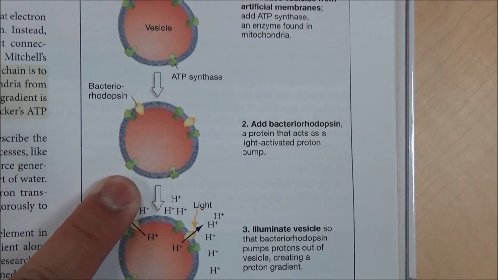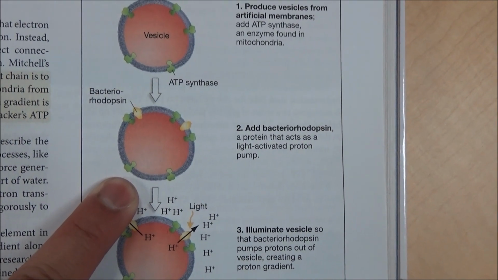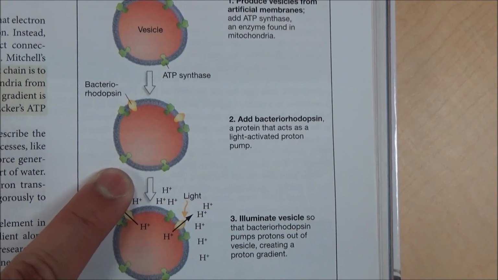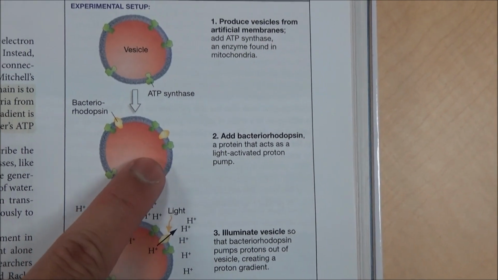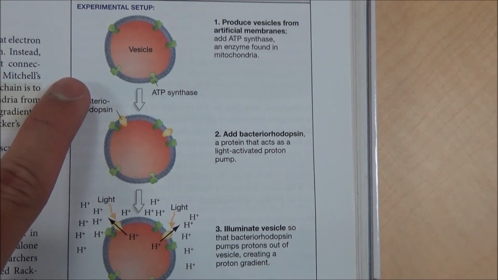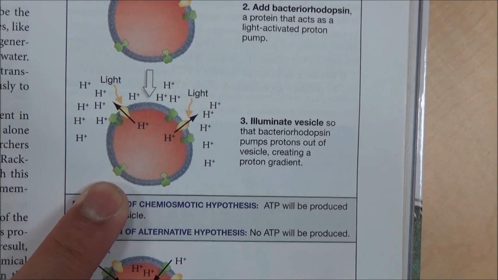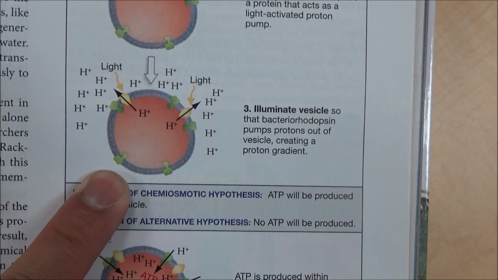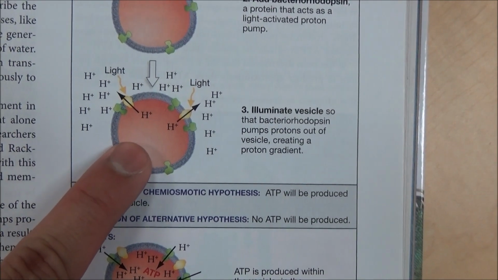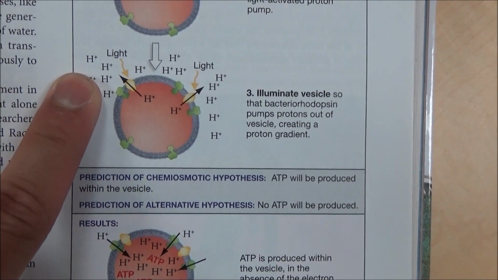Bacteriorhodopsin is also added to the membrane. Bacteriorhodopsin acts as a light-activated proton pump, in which, when exposed to light, it will pump protons from inside of the cell to out. When there is no light, the proton pump will not work. So when Peter Mitchell exposed the artificial membrane to light, the bacteriorhodopsin pushed protons from inside of the vesicle to outside of the vesicle.